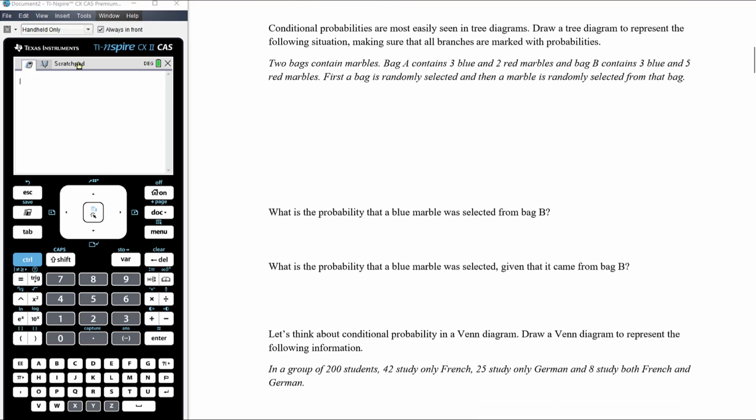Okay, so conditional probabilities are most easily seen in tree diagrams. So let's draw a tree diagram to represent this situation, then we'll talk about where the conditional probabilities are. So 2 bags contain marbles. Bag A contains 3 blue and 2 red marbles. Bag B contains 3 blue and 5 red marbles. First, a bag is randomly selected, and then a marble is randomly selected from that bag. Okay, so in this case our first choice is the bags, bag A or bag B. And then, from there, we either get a blue or a red marble. Okay, let's fill in some probabilities.